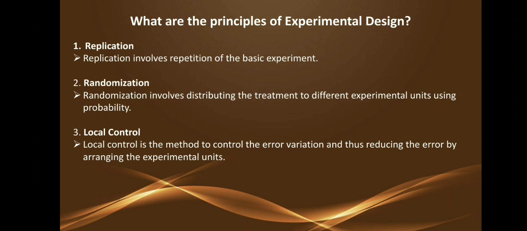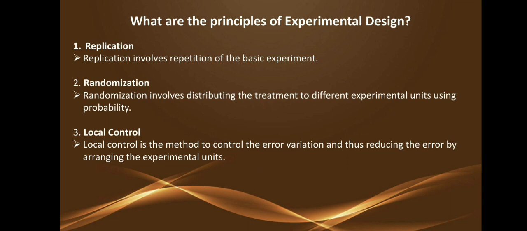And then number 2 is the randomization. Randomization involves distributing the treatment to different experimental units using probability. And also, this ensures that each experimental unit is likely to receive the treatments. Randomization eliminates the probability of bias from the result of the experimental research design.